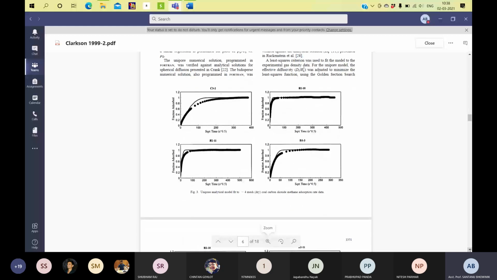These are all the unipore fits. You can see that the fractional uptake is varying from 0 to 1. The moment it reaches 1, it becomes a straight line, because the total percentage is fitted.